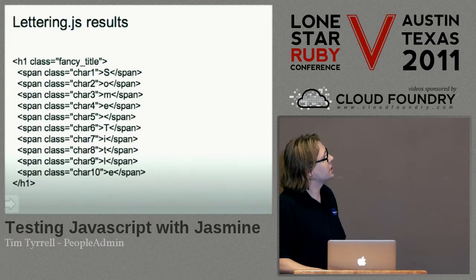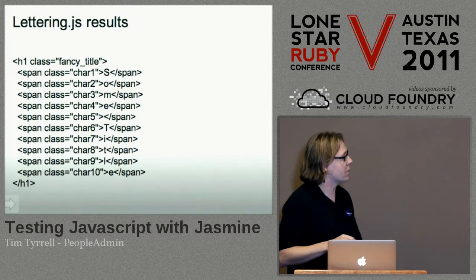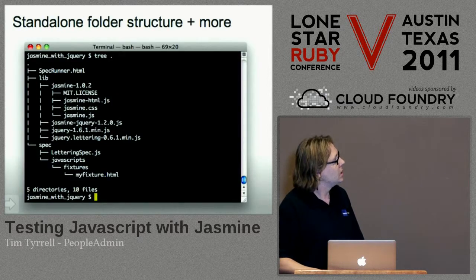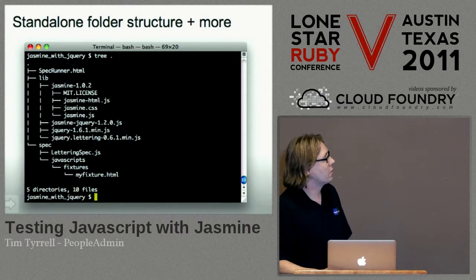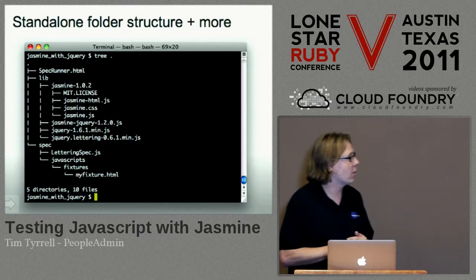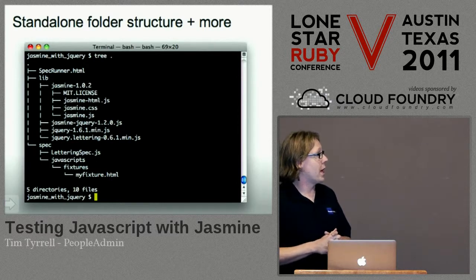So you see that? Something space title, something space title. It grabs a span and puts a class on it for each one of those. Well, that's cool, right? That way you can manipulate it and do cool things with individual characters of text. So what I'm going to do is the standalone folder structure, slap in the extra stuff. You see Jasmine-jQuery. You see jQuery 1.6.1. We threw that in there as well.